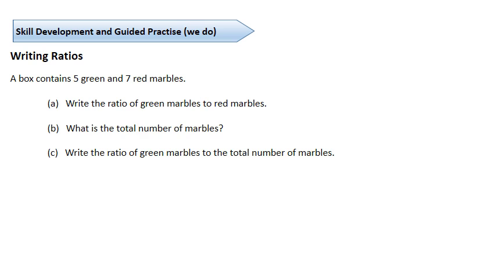Alright, next up, should be getting pretty good at these by now. The box contains 5 green and 7 red marbles. So the ratio of green marbles, 5, is to 7 red marbles. What's the total number of marbles? So the total number of marbles there is 12. Write the ratio of green marbles to the total number of marbles. So it'll be 5 is to 12 in total.